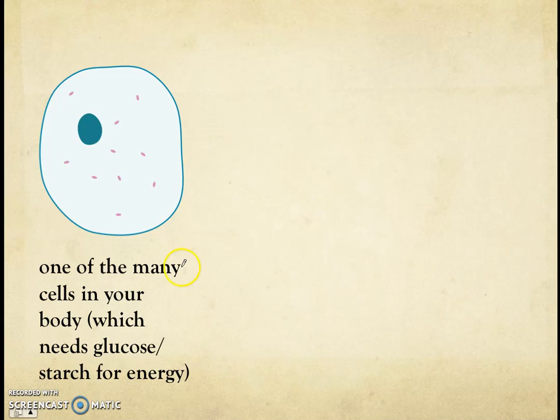And I want you to imagine that this here is one of the many cells in your body. Now in the last chapter we learned that our body is made up of many cells. Now each and every one of these cells needs glucose and starch, a carbohydrate, for energy. They need carbohydrates for energy. Without carbohydrates, our cells will die and will not survive. Now where can the cells get carbohydrates from?